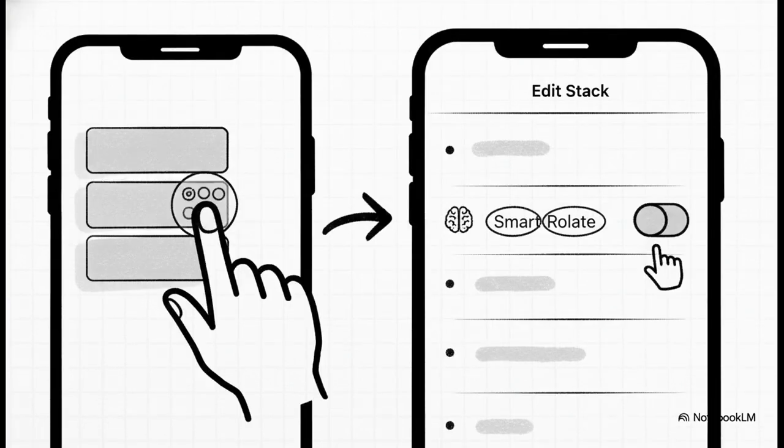Now, listen up, because this is a crucial pro tip. When you build your own stack, tap and hold on it, and then go to Edit Stack. You're going to see a little toggle for Smart Rotate. Turn it off. That feature lets Apple's AI try to guess which widget you want to see. By turning it off, you stay in complete control. The widgets will only change when you manually swipe them.